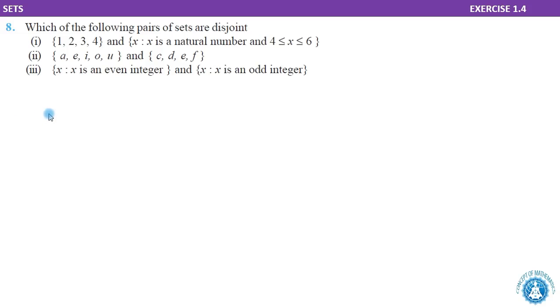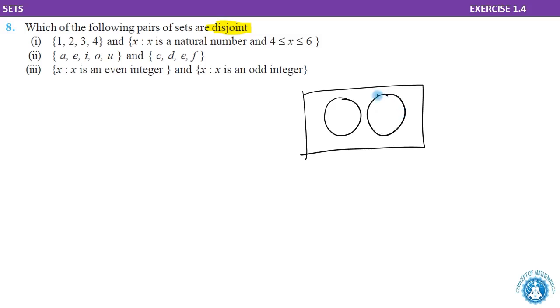Now coming to the next question: which of the following pairs of sets are disjoint sets? Let us first understand the meaning of disjoint. If two sets are given and there are no common elements between them, then we say that sets A and B are disjoint. In other words, the intersection of A and B will be a null set.